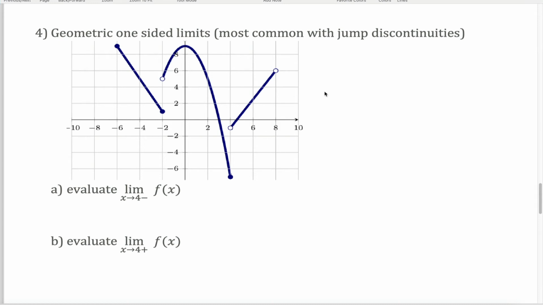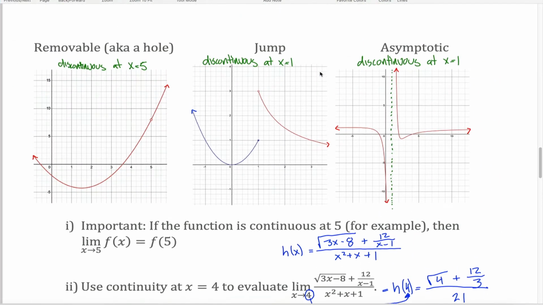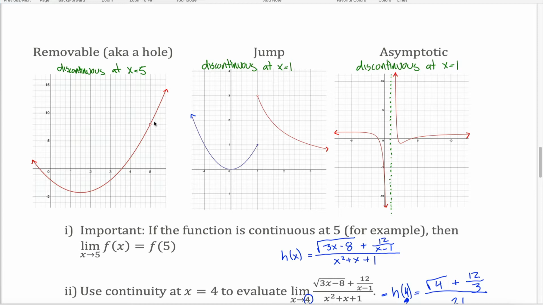All right, so a little bit more with limits. In the last video, we talked about some discontinuities, and we focused on these three different types of discontinuities. And in this video, I really want to focus on this jump type of discontinuity and how it differs from this removable discontinuity or this hole.